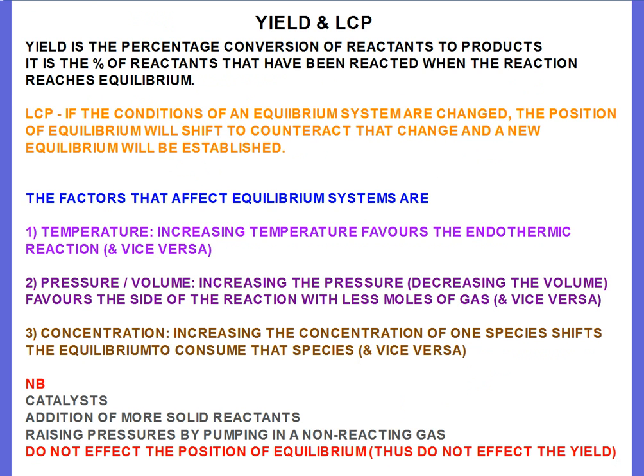The next thing we're going to look at is yield and Le Chatelier's principle. Now, it's very important you understand that yield is the percentage conversion of reactants to products. It's the percentage of the reactants that have been reacted when the reaction reaches equilibrium. And there's Le Chatelier's principle defined again in case you've forgotten. I'm not going to go through that again. You should know Le Chatelier's principle by now.